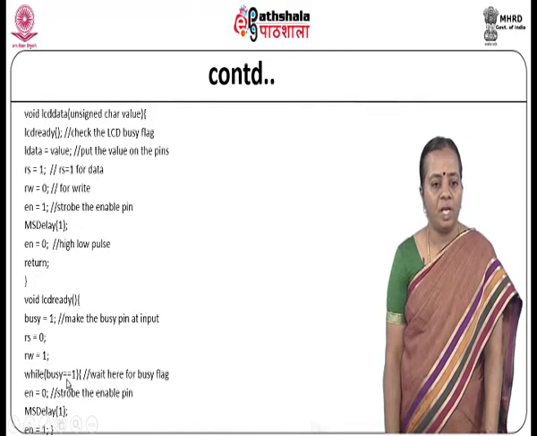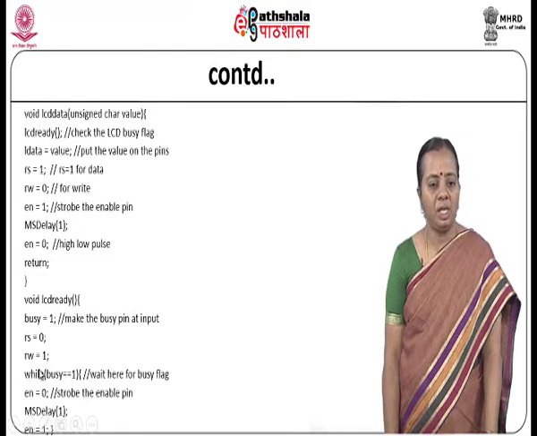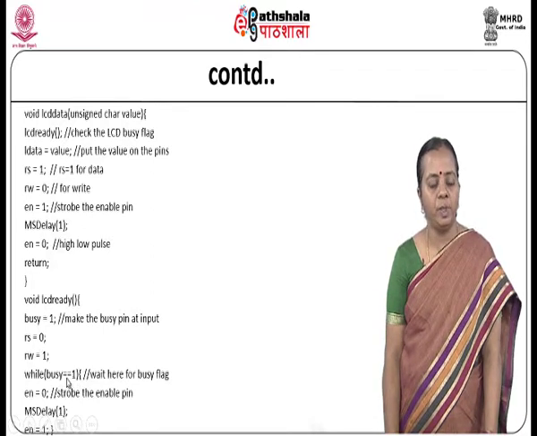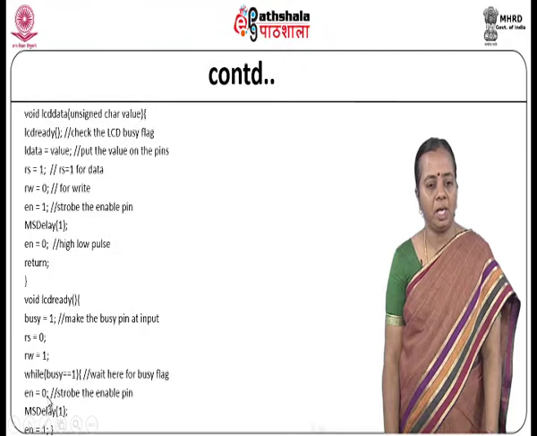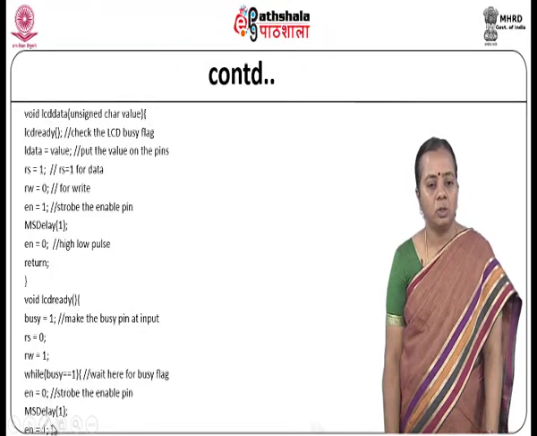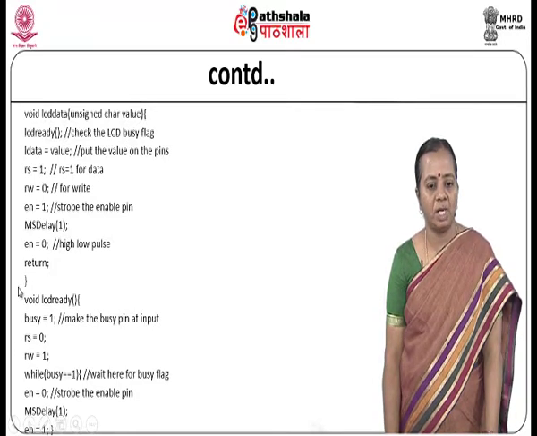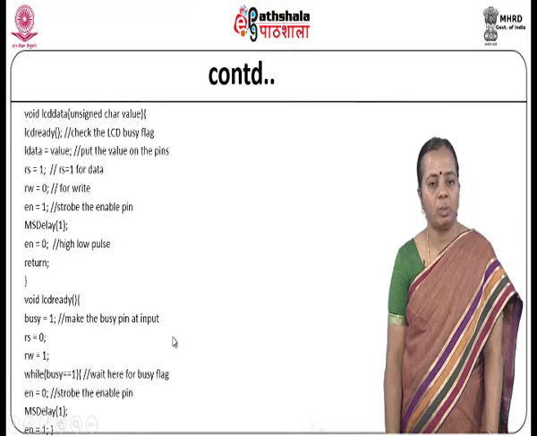Now, while busy is equal to 1, that means I will be waiting here indefinitely as long as I am getting busy equal to 1. If busy is not equal to 1, that means it is 0, then I come down and enable it by making En equal to 0. So this is 0, after that this is 1, which makes the enable. The busy flag is down, so the system is not busy, and I can do all these processes.